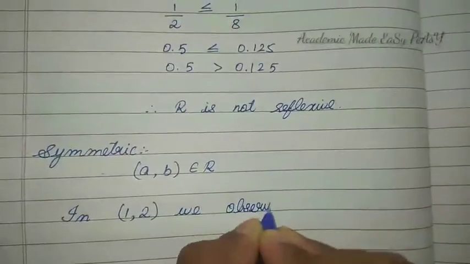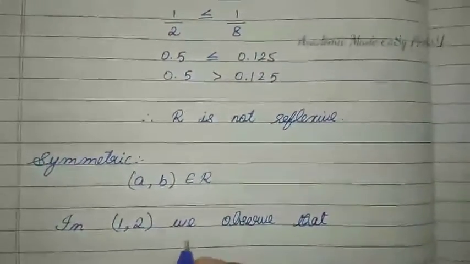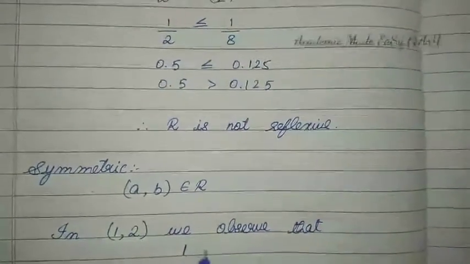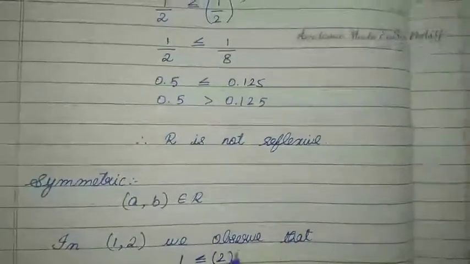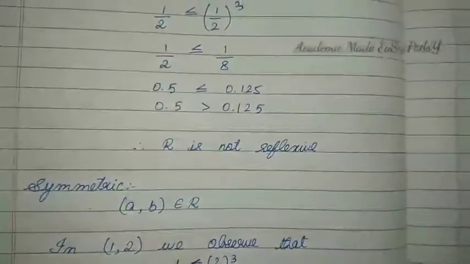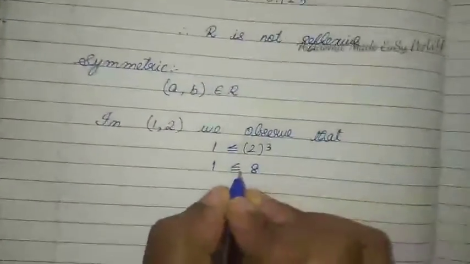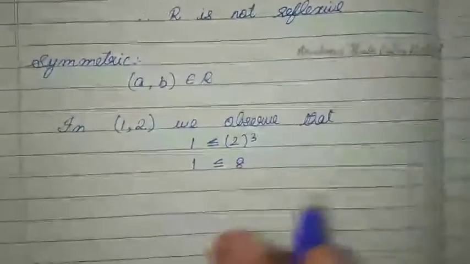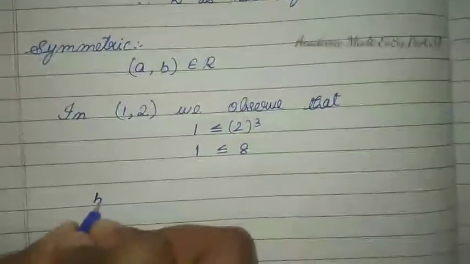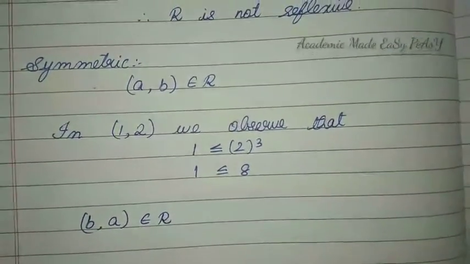In this we observe that, I'm applying the condition: a value is 1 and less than or equal to 2 cube. 1 less than or equal to 8. Of course it is. So my condition is proved. Therefore a comma b belongs to R. So now I'm going to check for b comma a. I'm checking whether b comma a.